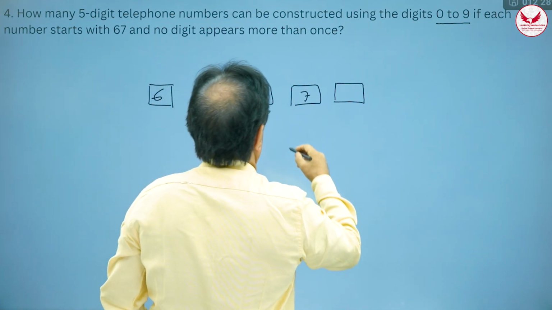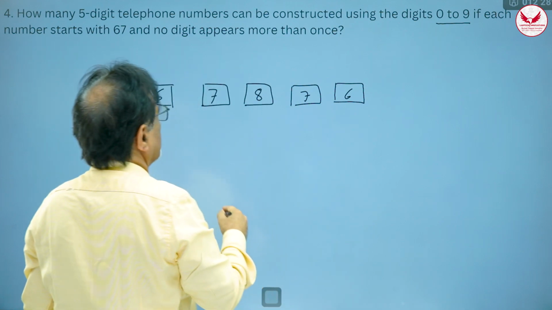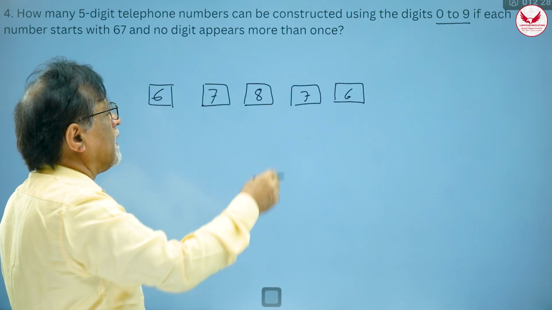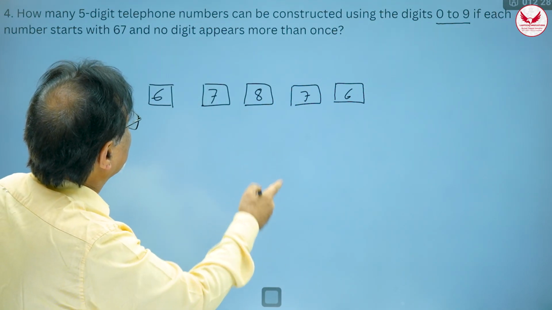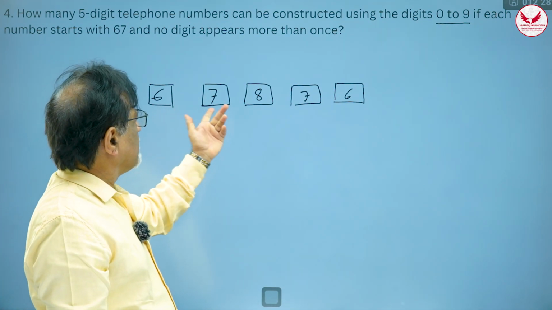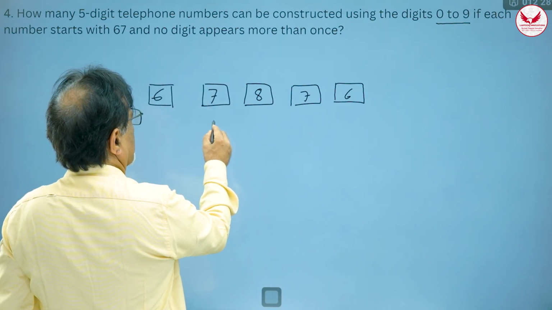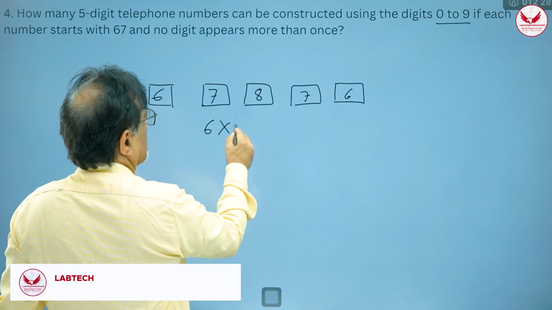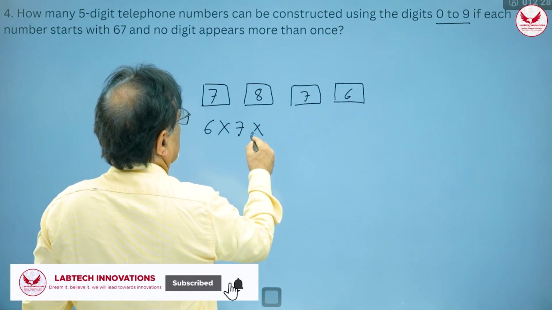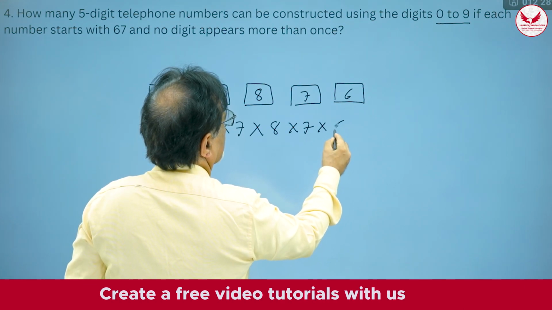So 7 digits are available. Now 4 digits are gone, 6 digits are available. Therefore, these all are to be done simultaneously because we want to create a 5-digit telephone number starting with 67 and no digit is repeated here. Therefore, the answer by multiplication principle is 6 multiplied by 7 multiplied by 8 multiplied by 7 multiplied by 6.